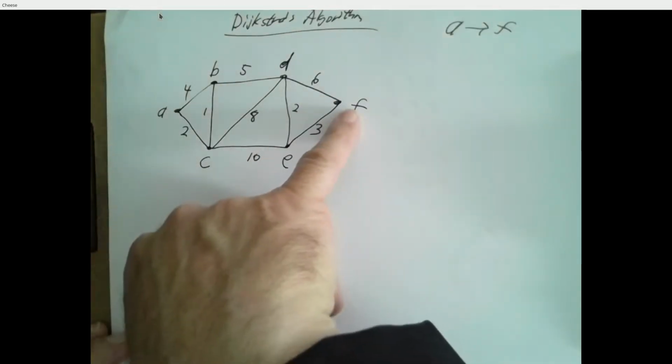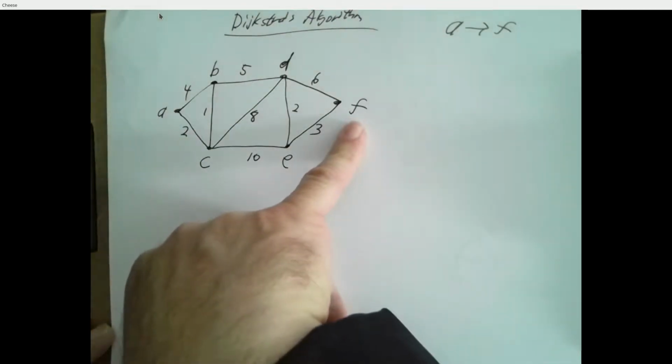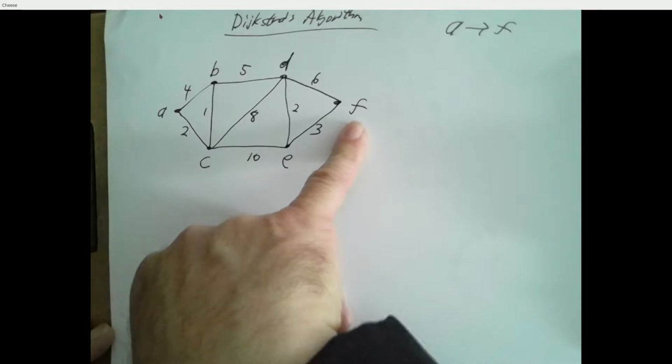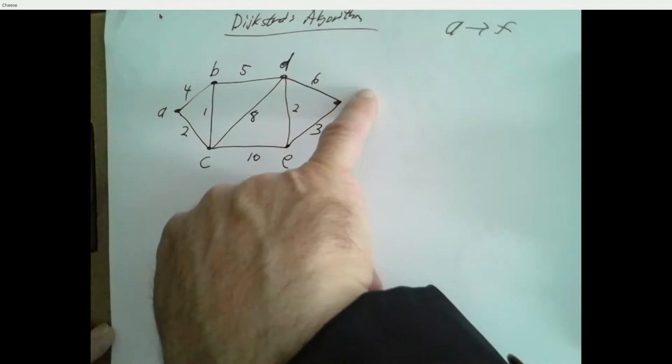And so you can start trying some sample paths. If we just take a straight route up here, this is going to be 4 and 5 is 9, 6 is 15. If we take a path along the bottom, 2 and 10 is 12, and 3 is 15. Those seem the same. And if we come along here, 2 and 8 is 10 and 6 is 16, that's longer.